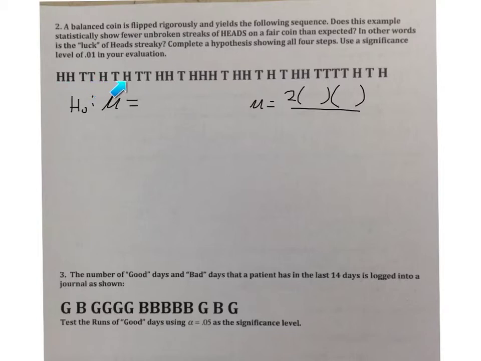1, 2, 3, 4, 16. So I got 16 too. So there were 16 heads. Heads would be a successful coin flip. That's what we're going to consider heads as being good. And how many unsuccessful ones were there? How many tails? 14. So how many total flips were there? 30. You just add those blue numbers together. And then plus 1.